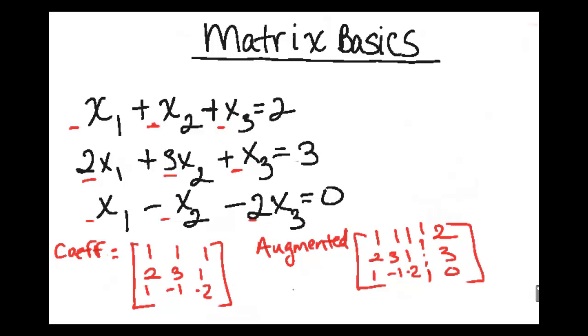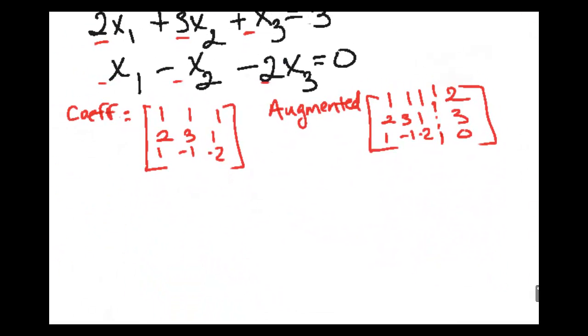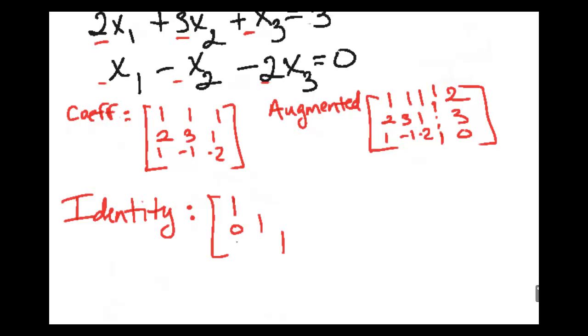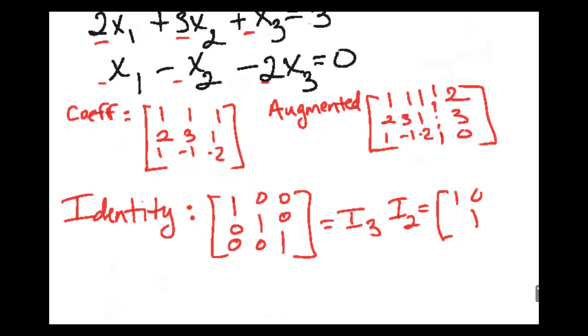Another type of matrix you might be asked to recognize is the identity matrix. Depending on the size of your matrix, the identity matrix will be a square matrix consisting of a main diagonal of 1s and zeros above and below these 1s. So this one would be referred to as I3. You could have I2 or I4, as long as there's a main diagonal of 1s and zeros above and below.